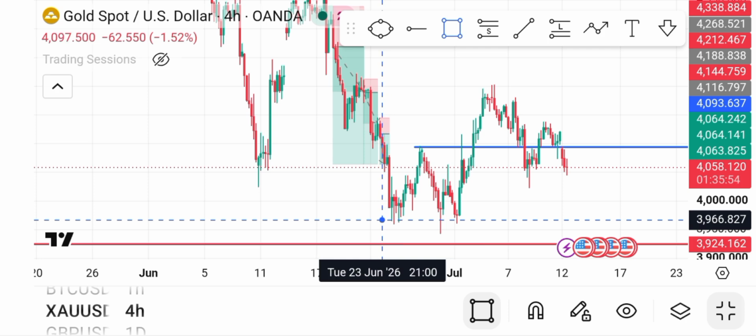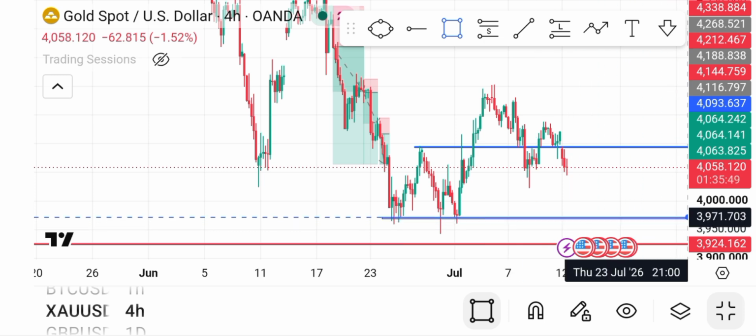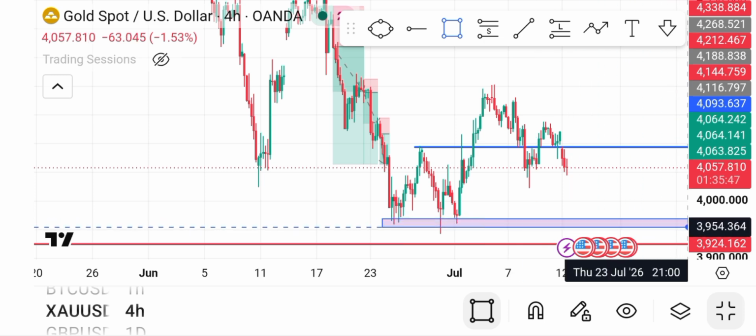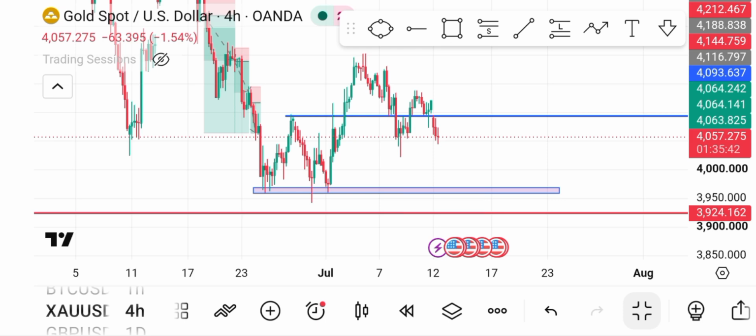I think this was last 2 weeks or so, or last week. Market stalled in this region. You see what happened? It couldn't create a new low. It seems like the sell is over, but you can't conclude that the sell is over.